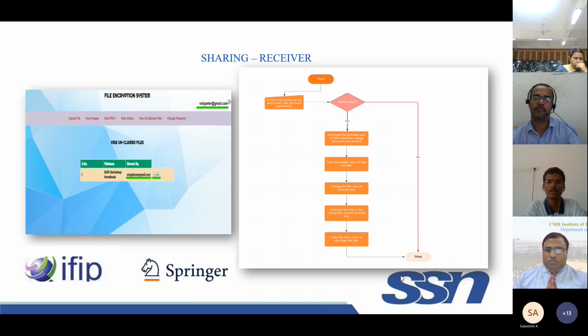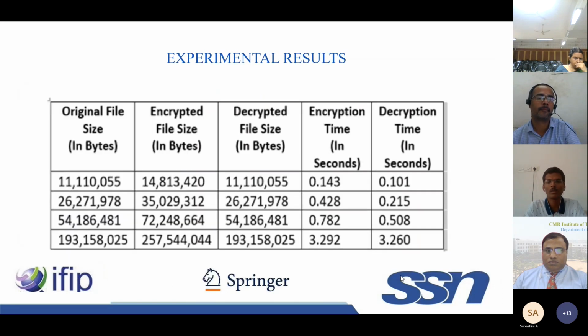So now, using this decrypted key, he will be able to view the file that was being shared by the sender. And with respect to the experimental results, we tested with different file sizes, which varied from 10 MB to 200 MB. With 10 MB, it took a very short time of around 0.1 seconds, and the decryption was almost similar.